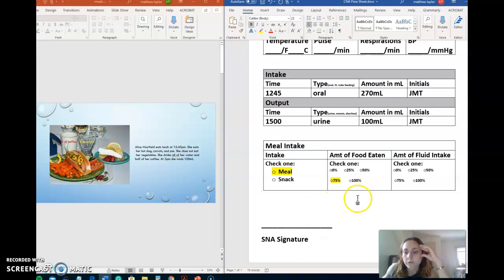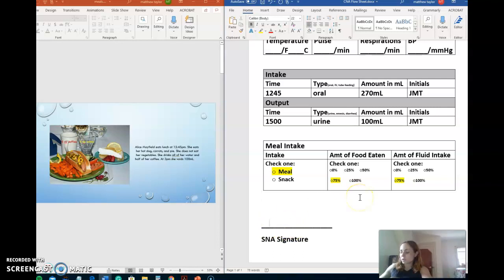And the amount of fluid intake, again, this is going to be difficult because she drank about 3/4, so we're going to say that's 75%. This is never going to be exact, so you're never going to have 27.333%. You just need to figure out what it's closest to because most facilities just do 0, 25, 50, 75, 100%. If they've only had 1 or 2 bites, I don't even usually count that.